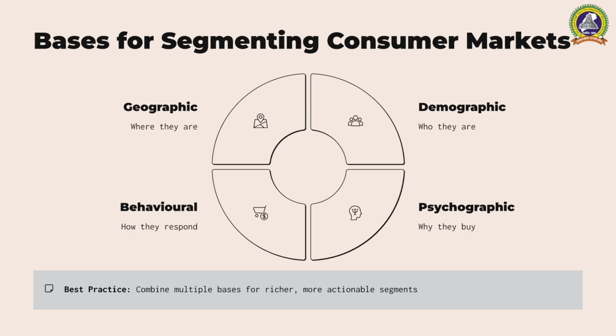First, we can segment based on consumer characteristics. This is about who the consumer is, focusing on their inherent traits. This category includes geographic, demographic, and psychographic segmentation. Second, we can segment based on consumer responses. This is about how the consumer behaves, specifically their relationship to the product. This category is broadly called behavioral segmentation. As you can see from the diagram, these four, geographic, demographic, psychographic, and behavioral, are the four main pillars of market segmentation. Let's explore each one in detail.